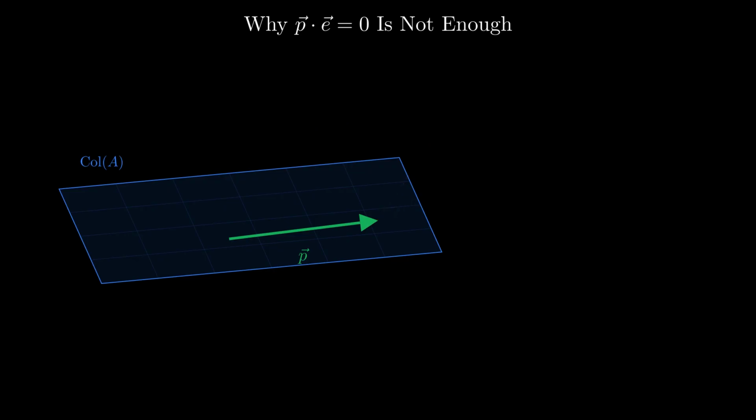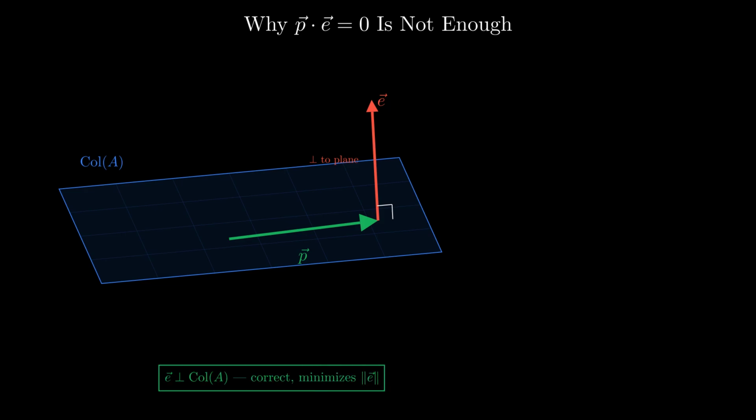Now let's fade that away and look at the correct picture. The correct error vector E is shown as a solid red vector pointing straight up from the plane, perpendicular to the entire plane surface, with the right angle marker at the plane. This vector E is perpendicular to the column space of A, and this is the correct error that minimizes the length of E. On the right, notice the distinction.